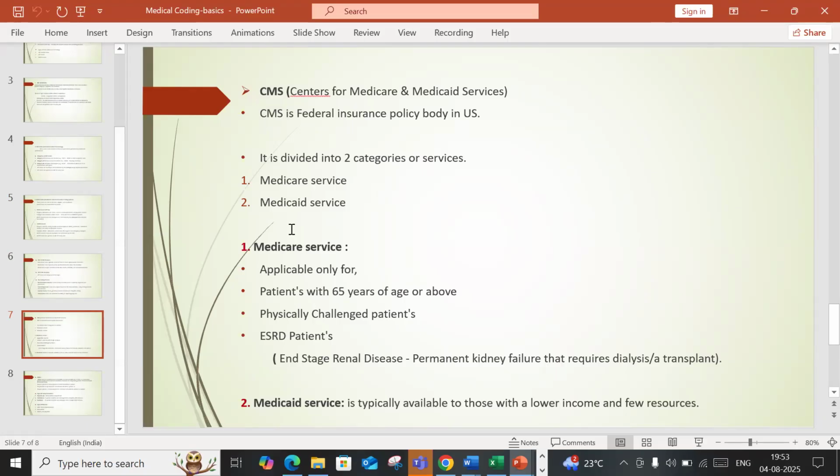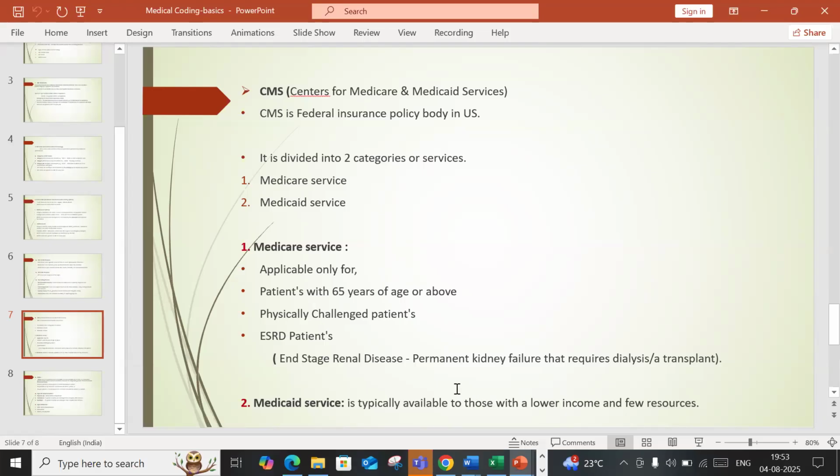Medicare service and Medicaid service. These are the two policies, and they are applicable to certain persons. Medicare is applicable only for patients with 65 years of age or above. That is one section. Physically challenged patients are another section, whose age may be 20 years, 10 years, whatever the age. The next category for Medicare is ESRD patients. ESRD means end stage renal disease, permanent kidney failure that requires dialysis or a transplant.